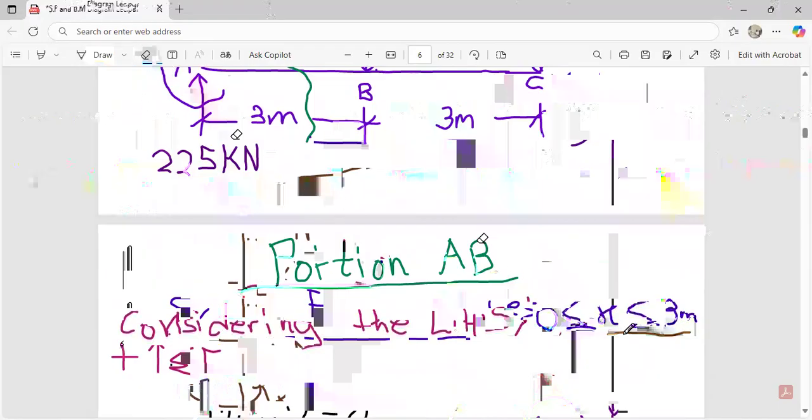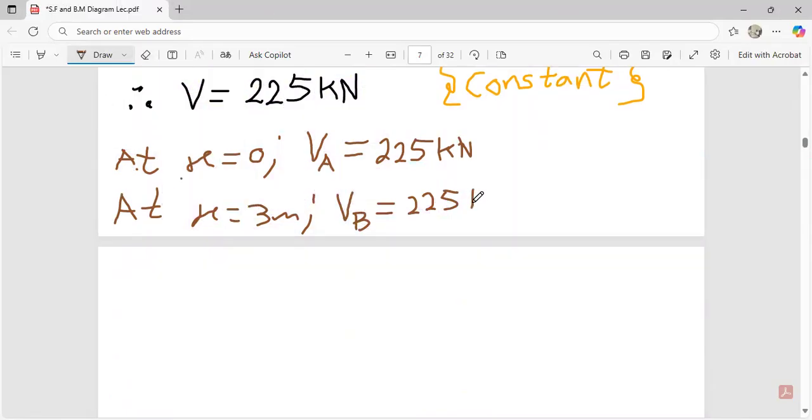If there was a variable over there like x or something, I would have put 3 inside and substituted to find it. But because this is a constant, the answer is still going to be the same. So VB is also 225. That's why it becomes constant for all. When you see constant somewhere, don't stress yourself much. It's only when it becomes linear, parabolic, etc. that you have to think much.